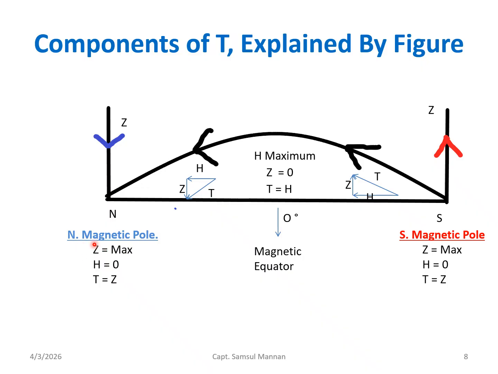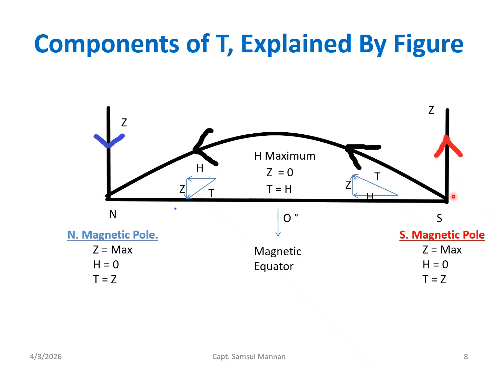In the northern magnetic hemisphere also Z is maximum, therefore H is 0, and the Earth's total magnetic force is equal to the Z force. So if we keep a magnetic needle in the northern magnetic hemisphere, it will be vertical with the Earth, right?